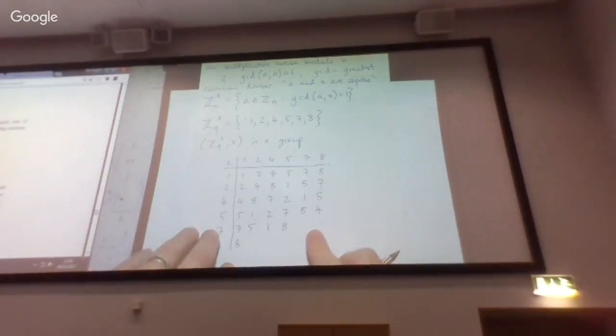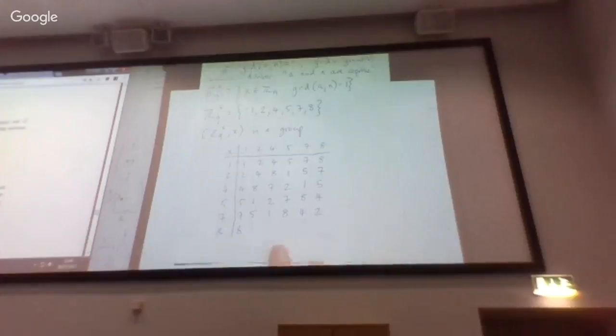7 times 7 is 49. 4, 2. Then the last row is easy because the last row will just be whichever number hasn't been mentioned in that column so far. So that should be a 7. 5, 4, 2, 1, and 1.